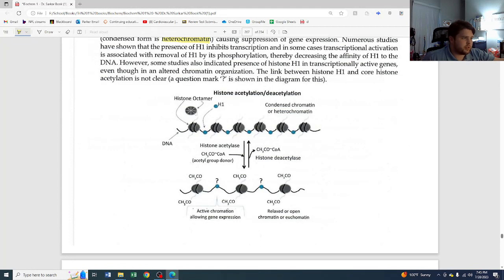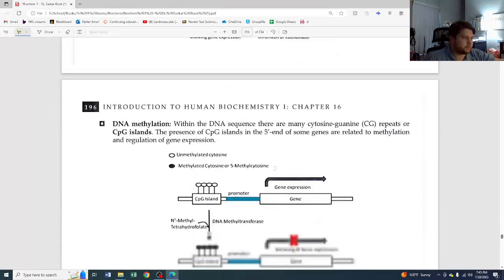So we have the histone octamer. It's all wrapped around the DNA. The histone acetylase binds that acetyl group coming from acetyl-CoA, and it relaxes and opens it up and then allows for the RNA polymerase to bind and do its thing.